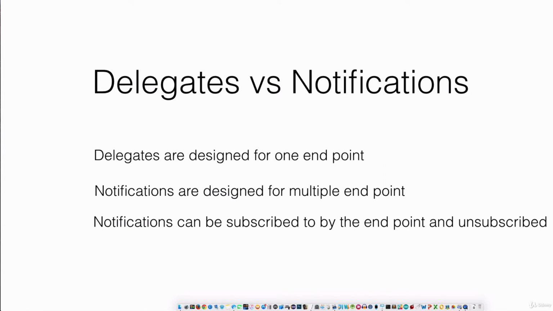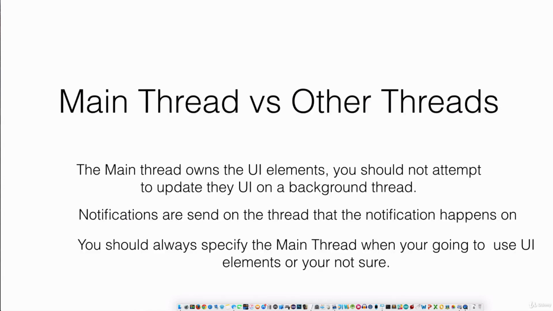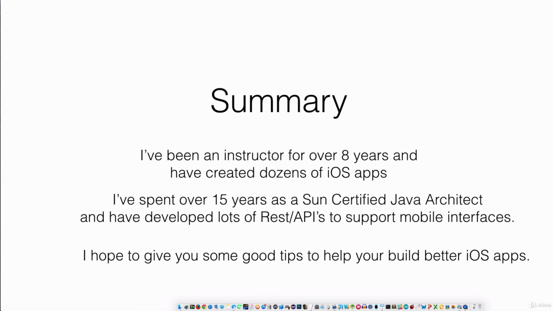I'll talk about notifications for multiple endpoints, how notifications can be subscribed by the endpoint and unsubscribed. We'll talk about the main thread versus other threads, how the main thread typically owns UI elements, so you should not attempt to update the UI in the background thread, how notifications can be sent on the thread the notification happens on, and how you can specify the main thread.